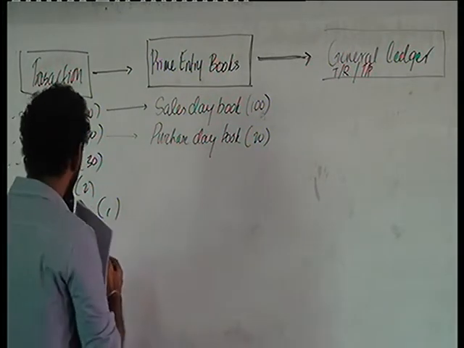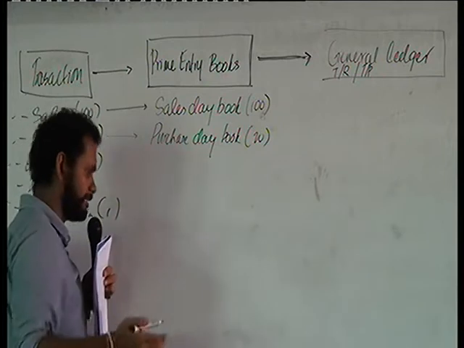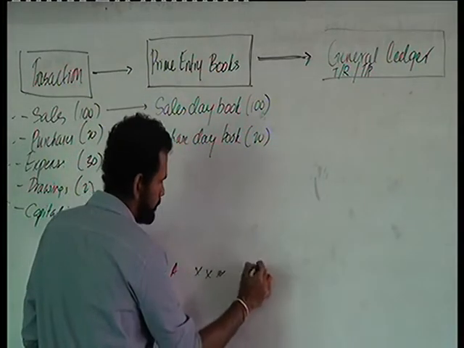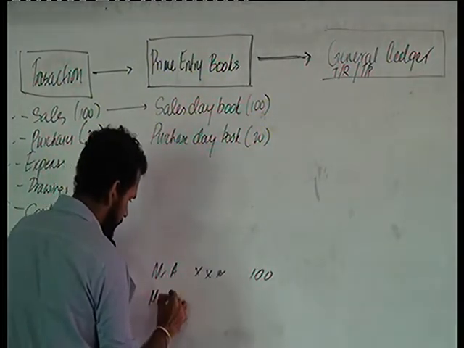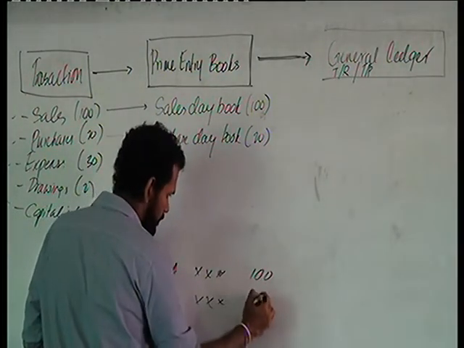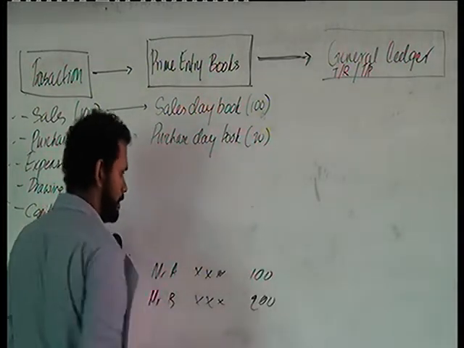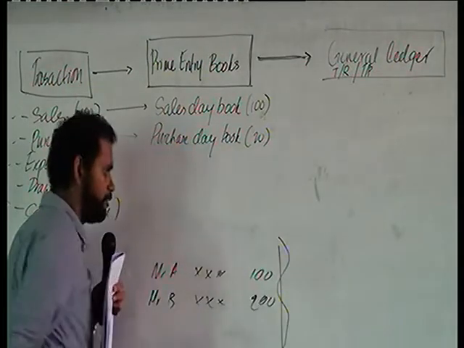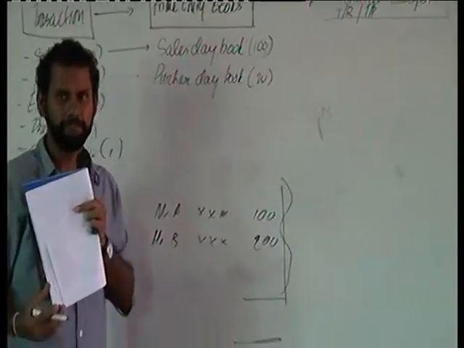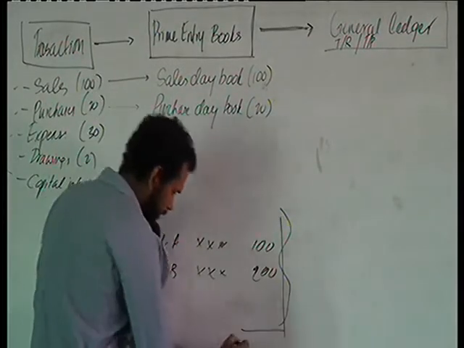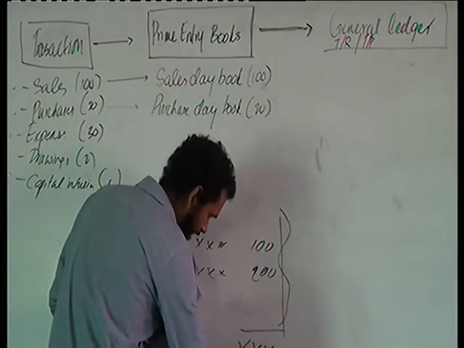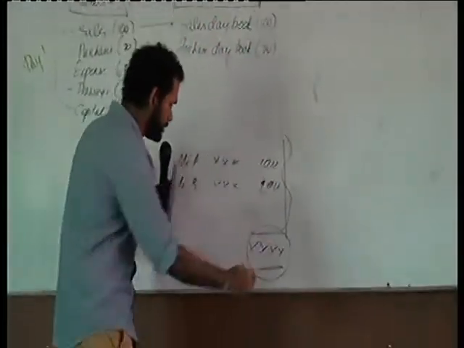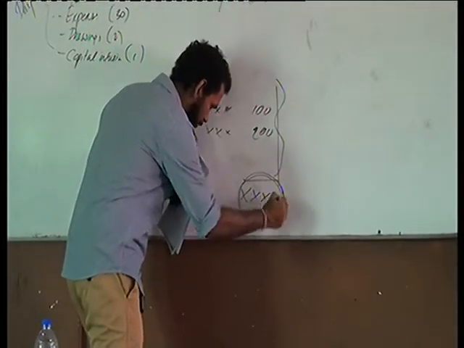Here, if we say Mr. A, a 100 rupees sale, then we record Mr. A, invoice number, 100 rupees. Mr. B, invoice number, 200 rupees. Likewise, for all the sales transactions, there will be a summary. There will be a list. Simply, there will be a list. Then, at the end of the day, the accountant will summarize what is there in these prime entry books.